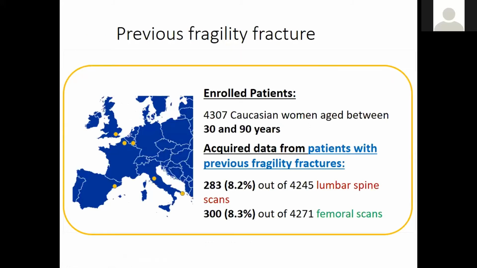And I mentioned earlier that a particular area of interest was looking at performance of REMS in identifying fragility fracture, to see whether there were differences in people who were known to have sustained a previous fracture. So this slide just reports the number of people in whom there was a history of fracture when they attended for their scans. So there were 283 women out of the 4,245 lumbar spine scans who had had a prior fracture, and 300 women reported a prior fracture who had their femoral scan.